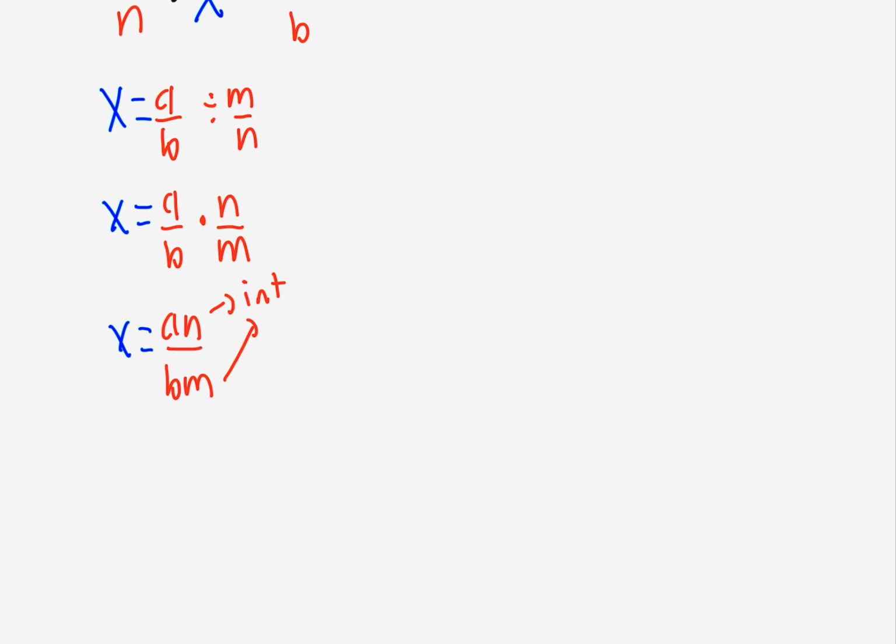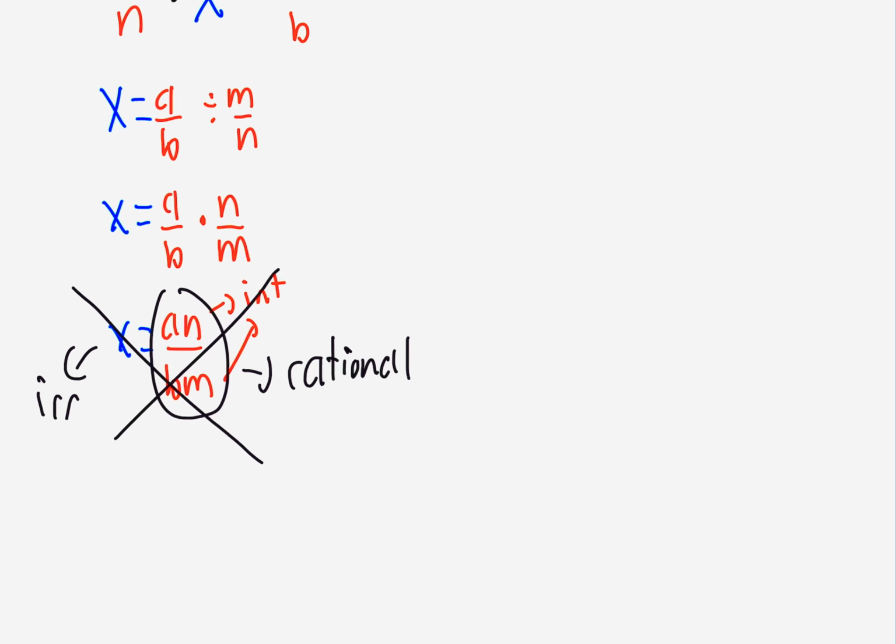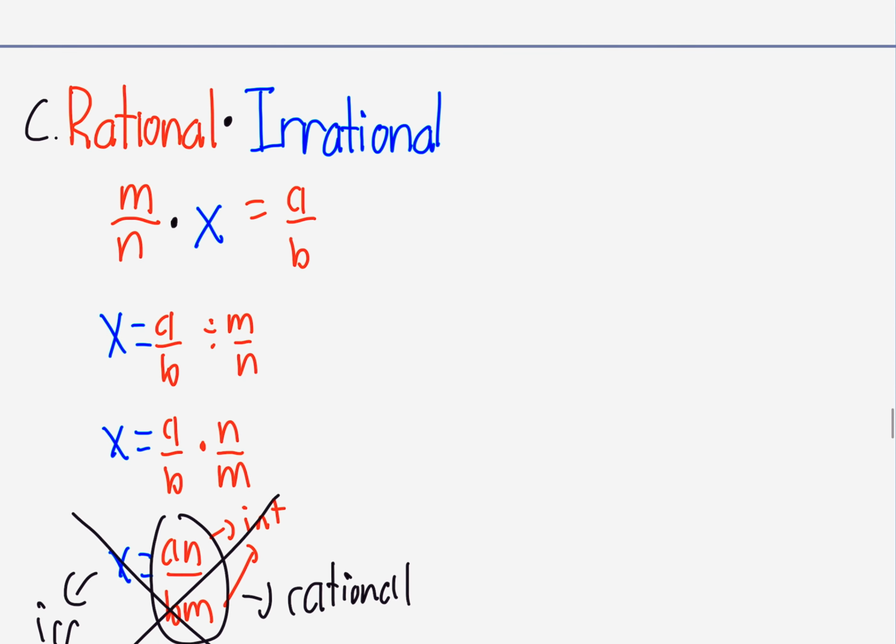But what does this mean? If an and bm are both integers in a fraction like this, that means that this, an over bm, is rational. But we already said that x is irrational, and so we know that this must be false. Therefore, when you multiply a rational and an irrational number together, the product cannot be rational, and therefore the product must be irrational.